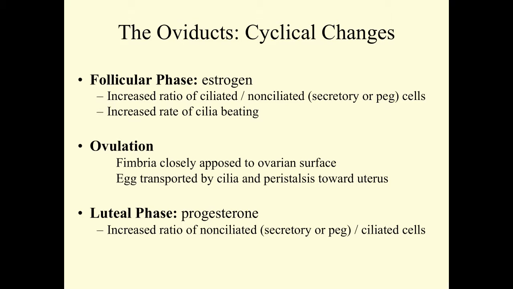At ovulation, the fimbriae that are closely opposed to the ovarian surface, the cilia on them are going to beat very fast and rapidly, and there'll be peristaltic movement that's going to transport the ovum towards the uterus. The luteal phase is under the influence of progesterone. Here there's an increased ratio of non-ciliated secretory PEG cells compared to the ciliated cells.